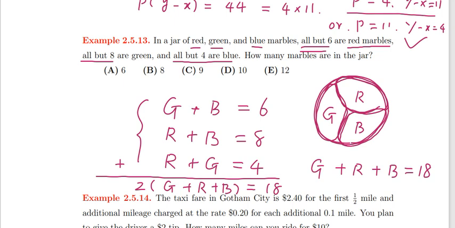But the question asks how many marbles are in the jar. Oh, I'm sorry, it's 9. Okay, so the question asks how many in total. So the total is 9, right?